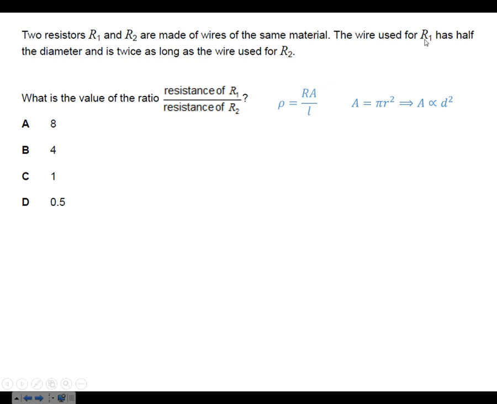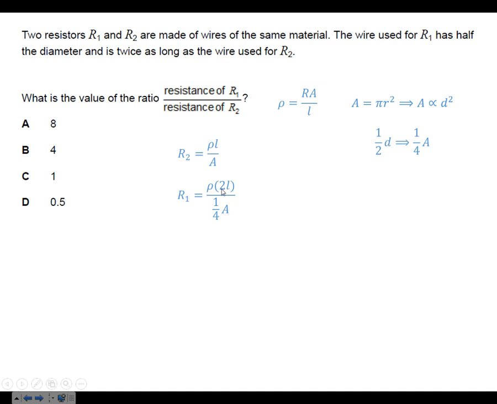Now it's going to be comparing. It talks about R1 as being half the diameter, twice as long as that for R2. So what we're going to do is come up with an expression for R2, which is rho L over A. Now let's have a look at R1 in terms of these. We've got half the diameter, which means that we've got a quarter of the cross-sectional area. So I'm going to write down R1: as it's the same material, it has the same resistivity, it's twice as long, and it's got a quarter of the cross-sectional area of R2.